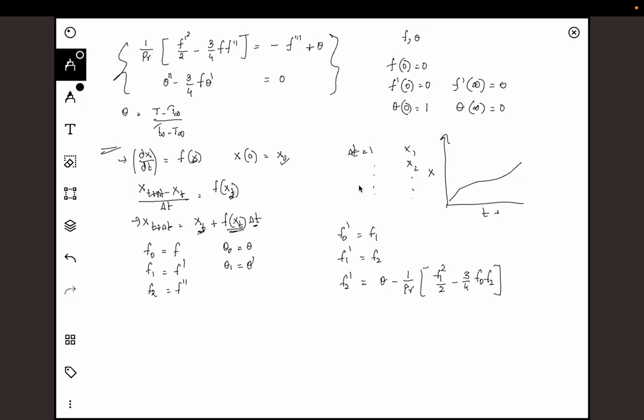So now I have f0, f1 prime, f2 prime. Similarly, I can write for the other two also. So theta 0 prime will be theta 1. Theta 1 prime is basically theta double prime. So theta double prime can be written as 3 by 4 times f0 times theta prime, which is theta 1.